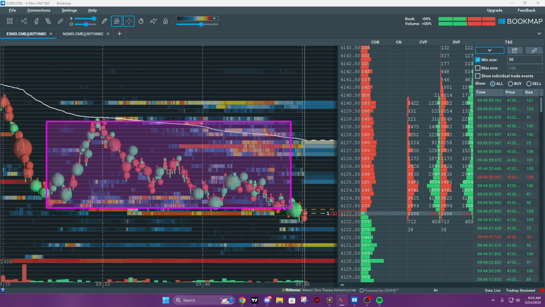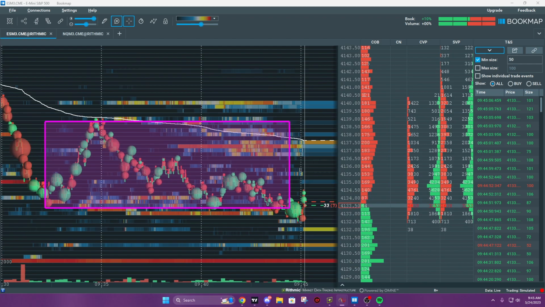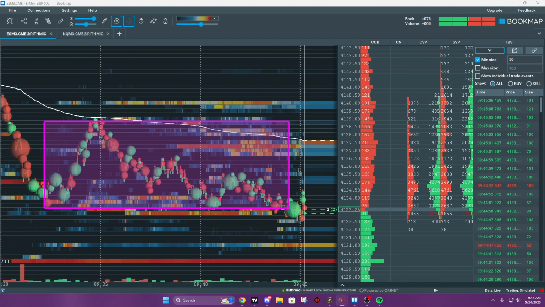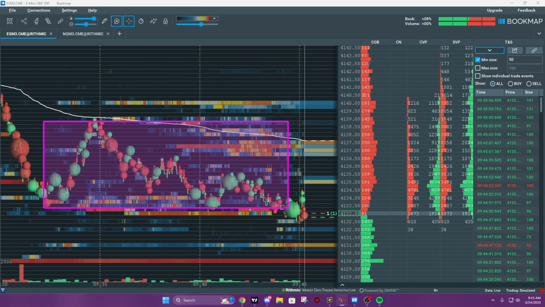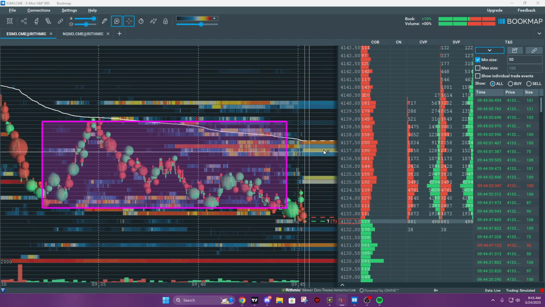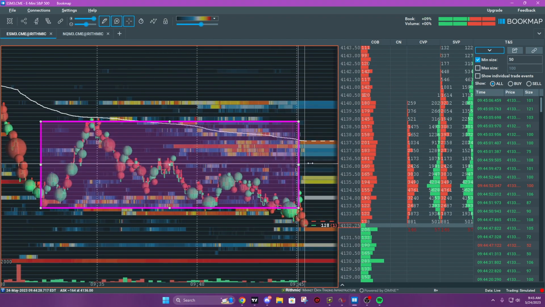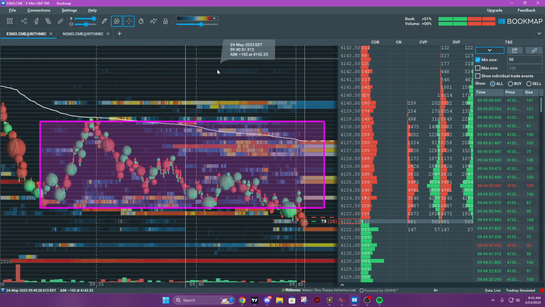Did you guys get filled on that triple stacked buy imbalance? Was it on this candle or the previous candle? It was this candle. Kind of breaking out of this range a little bit.